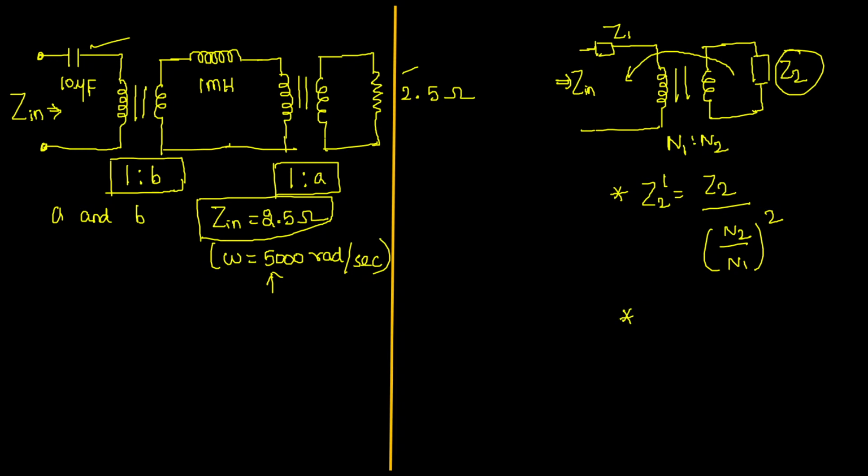Suppose I am keeping Z2 there itself, but I would like to transfer this Z1 to the secondary. What should I do? If you are transferring the impedance from primary to secondary side, we are calling it as Z1 dash. It will be equal to actual impedance into number of turns in the secondary divided by number of turns in the primary whole power 2. So here it should be in division, here it should be in multiplication. That is how we are transferring the impedance from primary to secondary and secondary to primary in case of transformer.